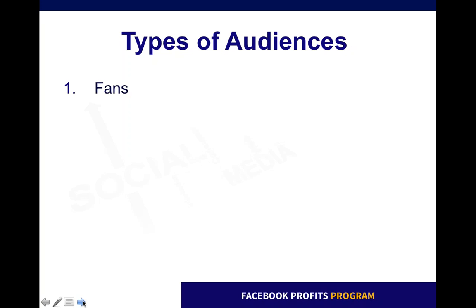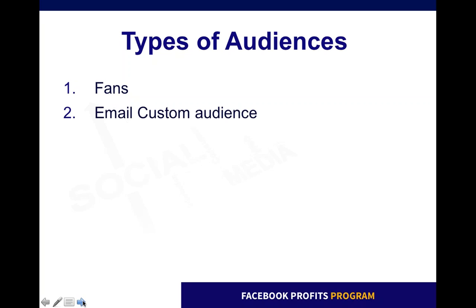So first and foremost, we've got people that like your page, which are your fans. If we're running the right type of campaign and targeting the right type of people, we're going to get the right type of fans. That's the first step to them saying, I'm interested in what you do. So you want to advertise to fans, people that like your page.